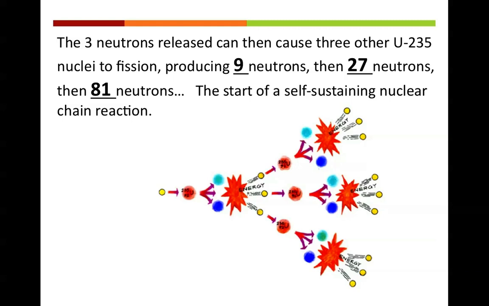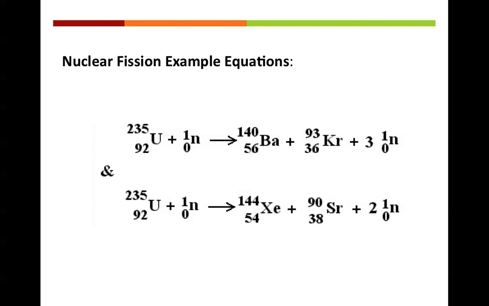Our 3 neutrons that get released can cause 3 other uranium-235 nuclei to fission, producing 9 neutrons, which then go on to hit 9 other nuclei. So now we have 27 neutrons, and then 81 neutrons, and so on. So this is the start of a self-sustaining nuclear chain reaction. Now we can do 2 things with this type of chain reaction that we'll see in the next slide.